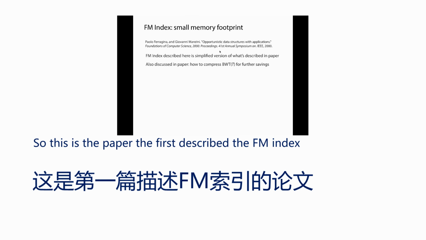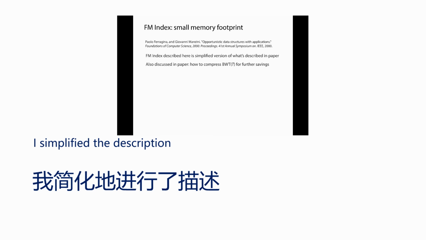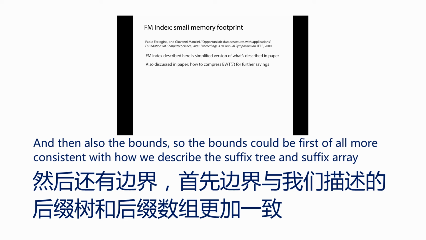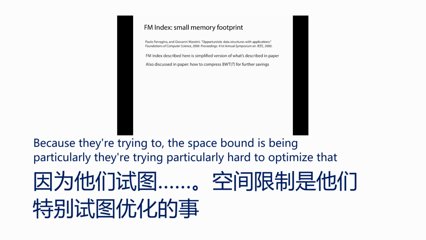So this is the paper that first described the FM index. I need to say that the version that I described in these lectures is a very simplified version of what's in the paper. I simplified the description and also the bounds, so that the bounds could be, first of all, more consistent with how we described the suffix tree and suffix array, but also much simpler than what is described in the paper. The paper has much more complicated bounds, in part because they're trying particularly hard to optimize the space bound.